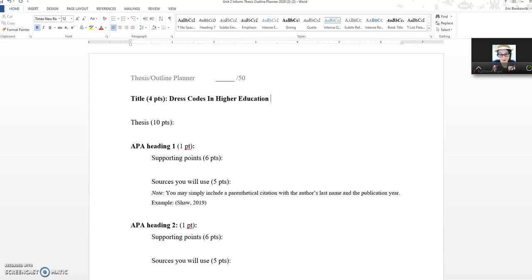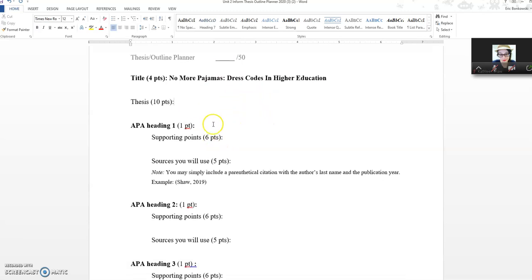And maybe I'll be cutesy and put in an attention-grabber kind of title. It seems pretty dumb though, because I can't see what you guys are wearing, and I think you all know by now I don't care. All right, but let's say "No More Pajamas: Dress Codes in Higher Education." That's my funny little joke. It's not that funny, whatever.